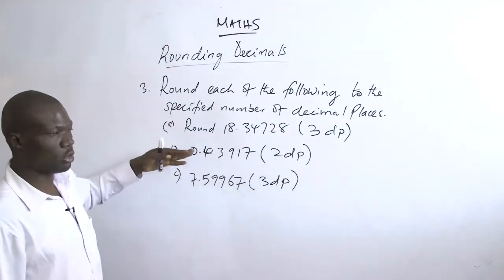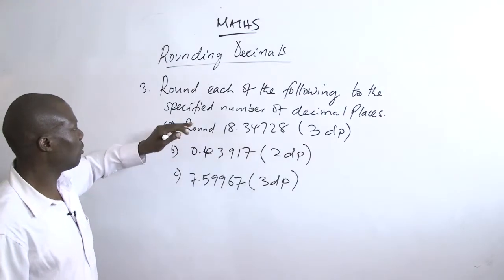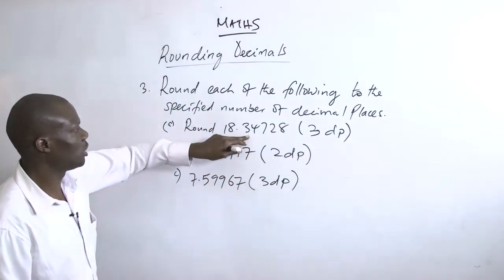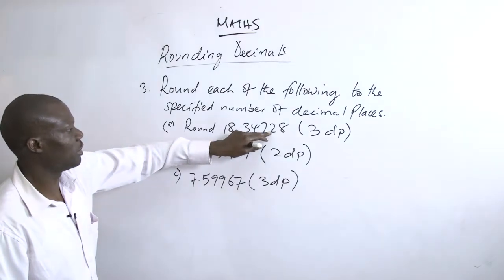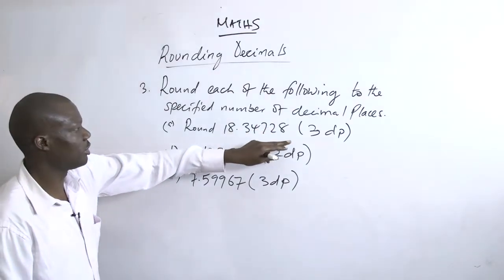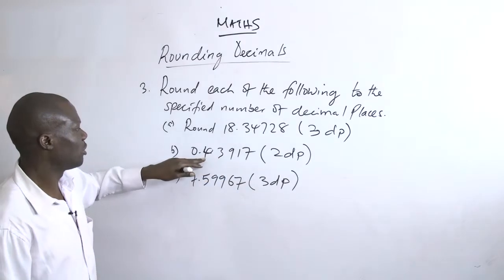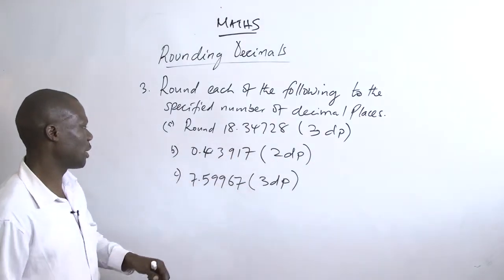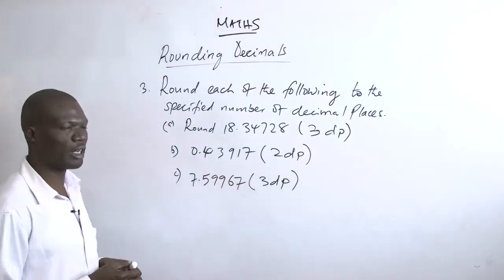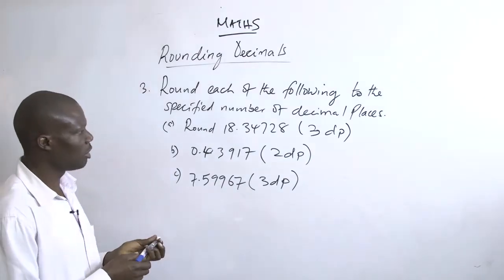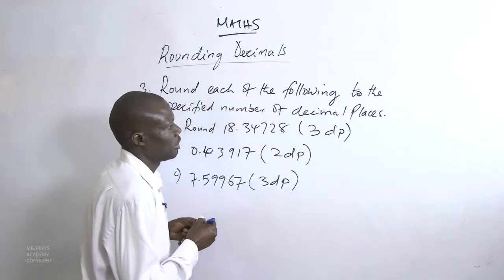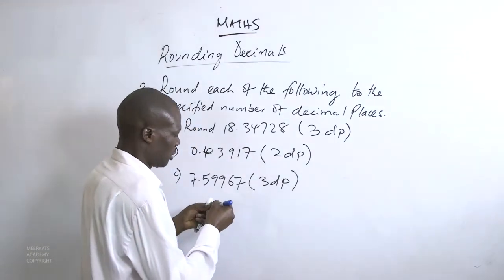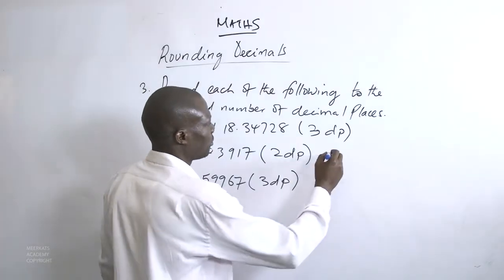This is what we have. So we are to round off 18.34728 to 3 decimal places, 0.43917 to 2 decimal places, and finally 7.59967 to 3 decimal places. In our solution, we shall approach each one independently. So let us look at the first one.